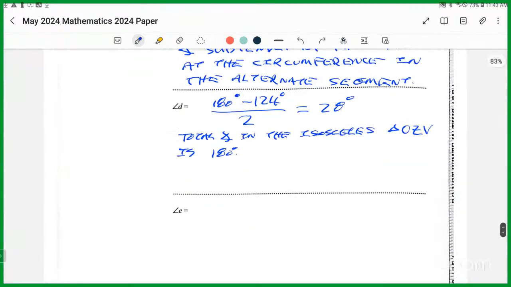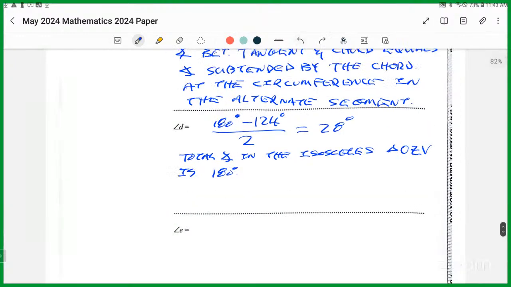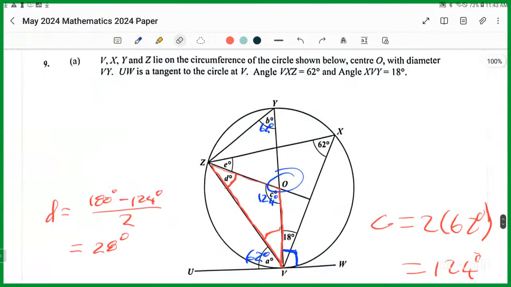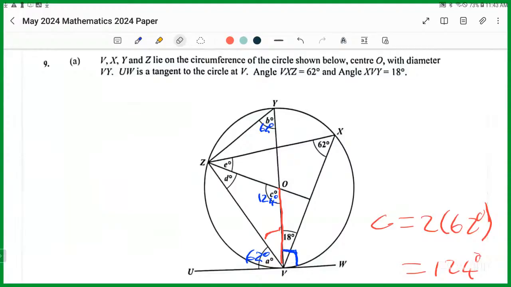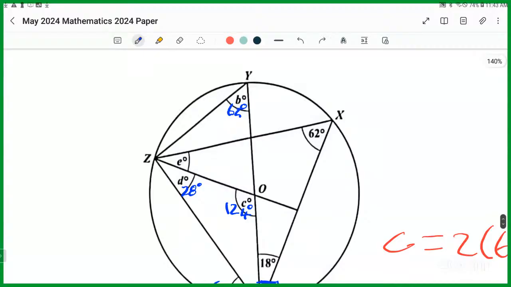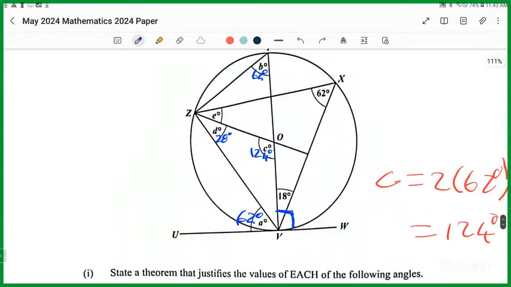Next one is angle E. Let's see, they want us to now calculate angle E. So we now know that this angle is 28 degrees right here, and they're asking us for this angle right here. Alright, we're going to get that angle now.